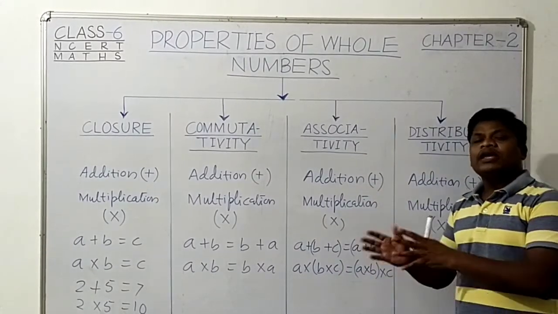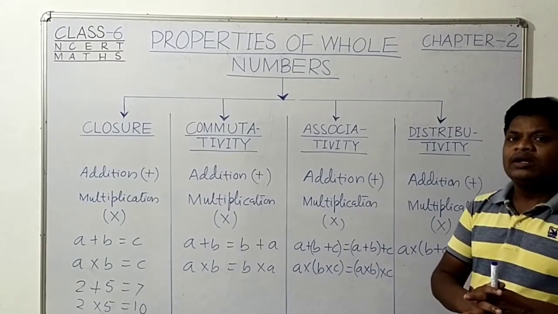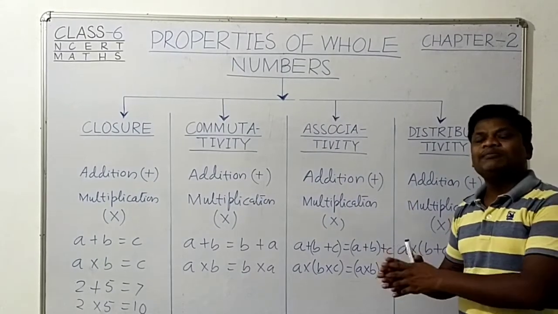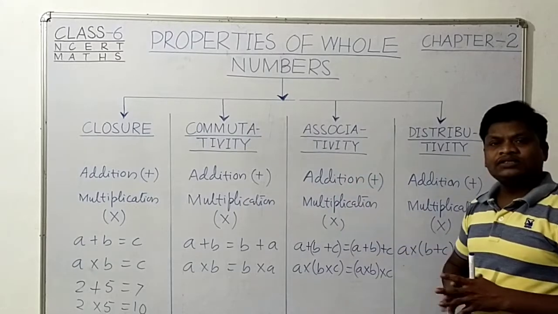So in exercise 2.2 they are asking this type of question, and you have to solve those questions by using these properties. This depends on the question. We will also see examples after this table, right?